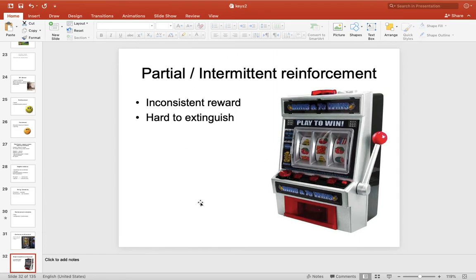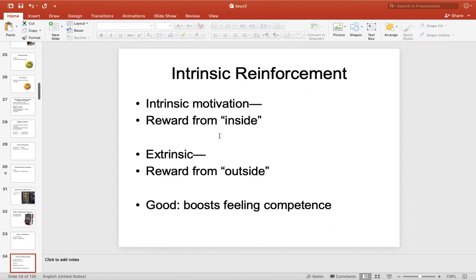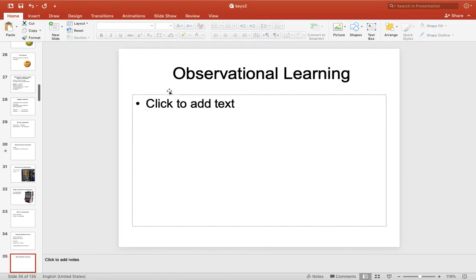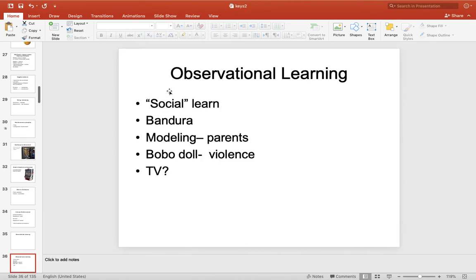Partial or intermittent reinforcement is you do something. Sometimes it's reinforced and sometimes it's not. A slot machine, a lotto ticket. Very hard to extinguish. I'll win the next time. So continuous versus partial reinforcement. Okay, then fixed and variable ratio. Fixed just means it's predictable. Variable means it's unpredictable. Interval is by time and ratio is by amount. So if you make $10 an hour, that's predictable. Fixed, it's by time. All right. Intrinsic, and let's do that later on the motivation chapter.